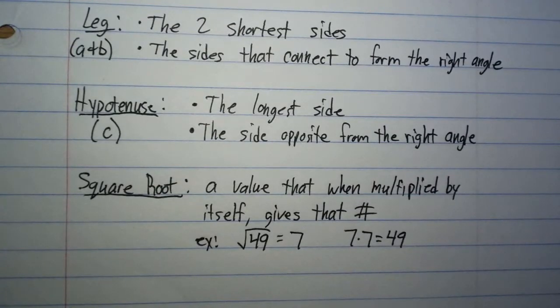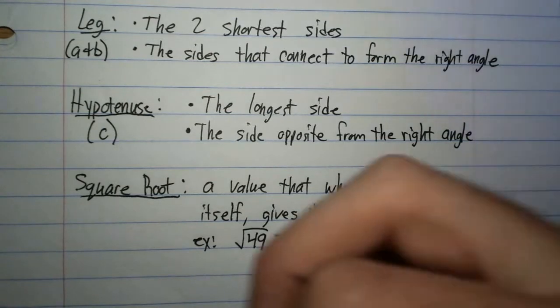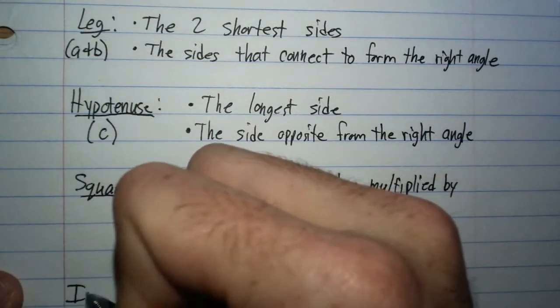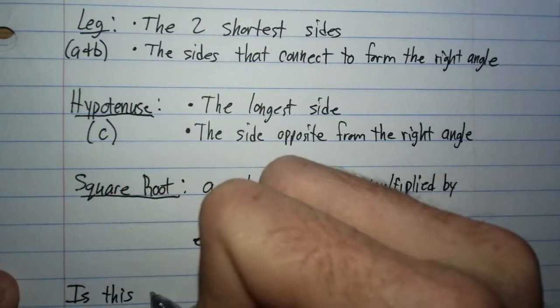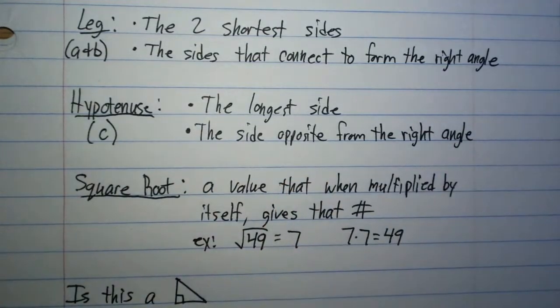Okay, now we're going to look at a few examples of how they can ask you questions about the Pythagorean theorem. The first way that they can question you on it is they can ask you if something forms a right triangle. Okay, is this a right triangle?